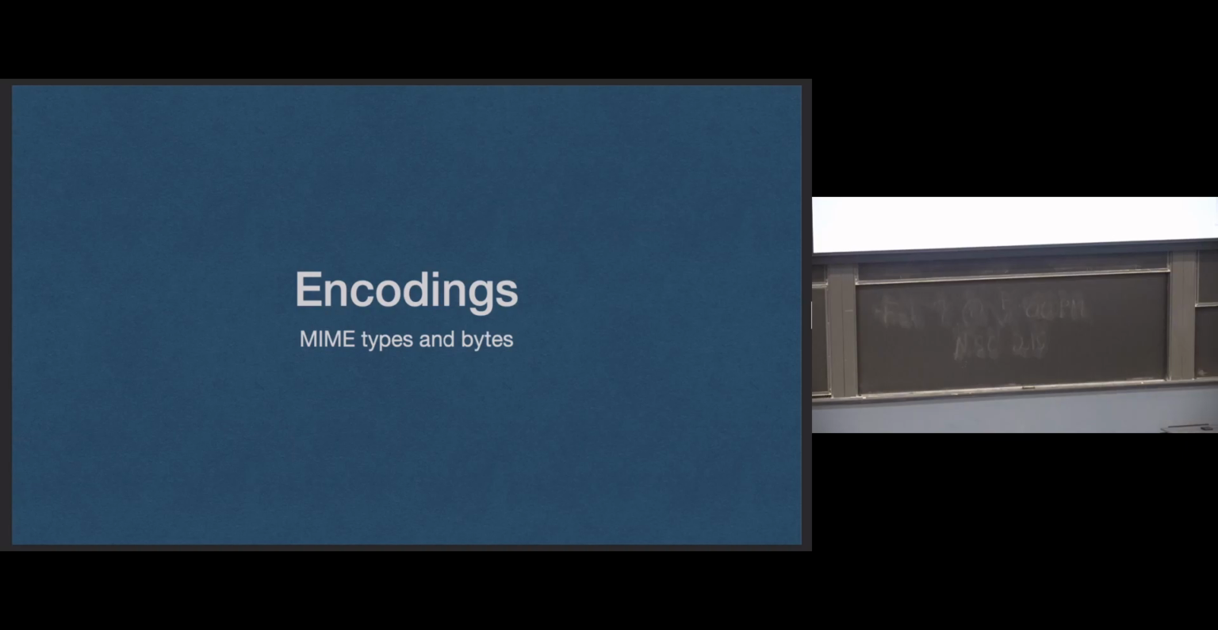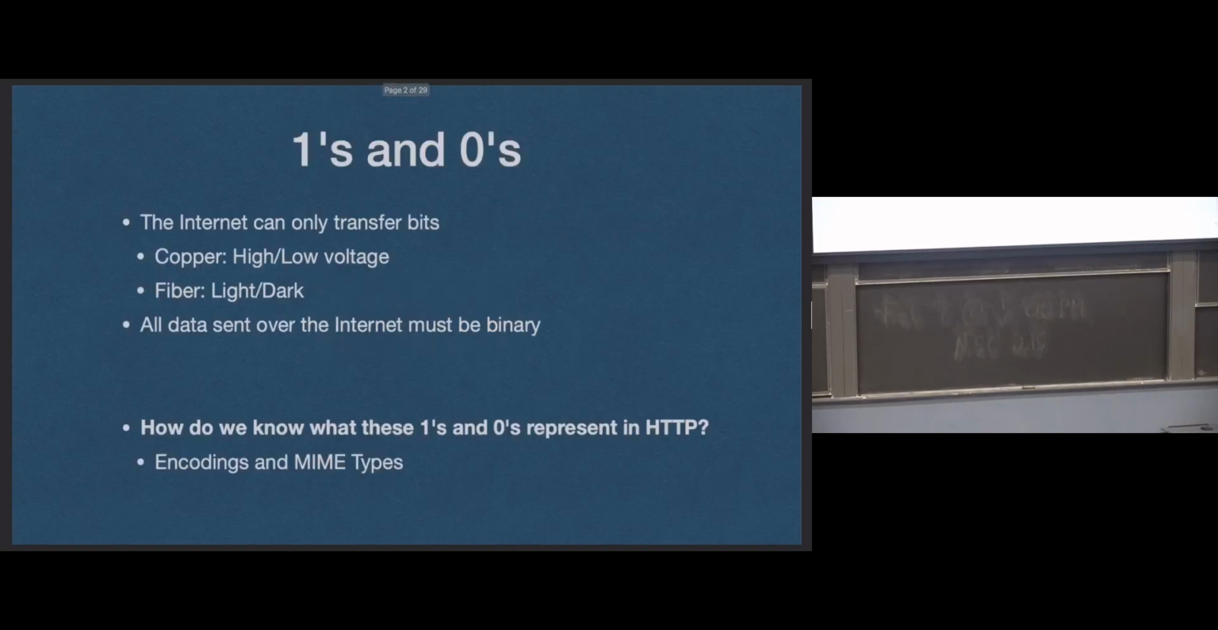All right, let's get into encodings. Okay, ones and zeros. We talked about this before. The internet can only send ones and zeros. That's it. That's all we got. And it's up to us to make sense of those ones and zeros. So how do we do that? It's tricky, but we have answers to this.